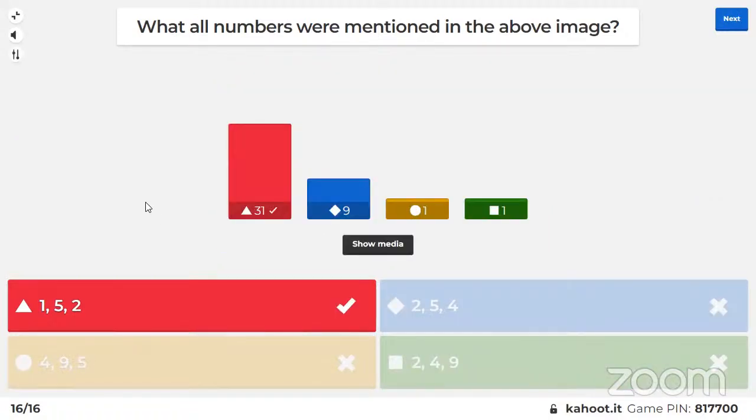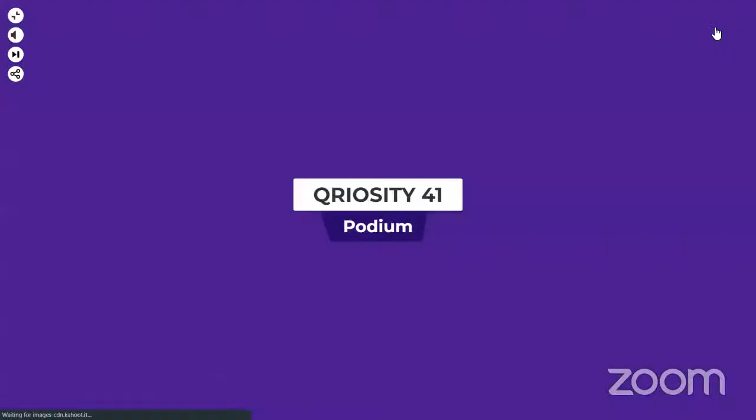All right. So what all numbers were mentioned in the above image? 1, 5, and 2. So that brings us to the end of this session. So now we'll be moving on to the podium, and let's see who all has come as the toppers of this quiz.